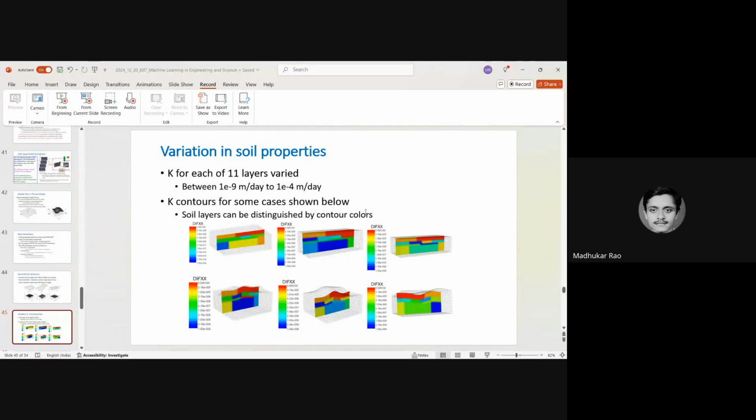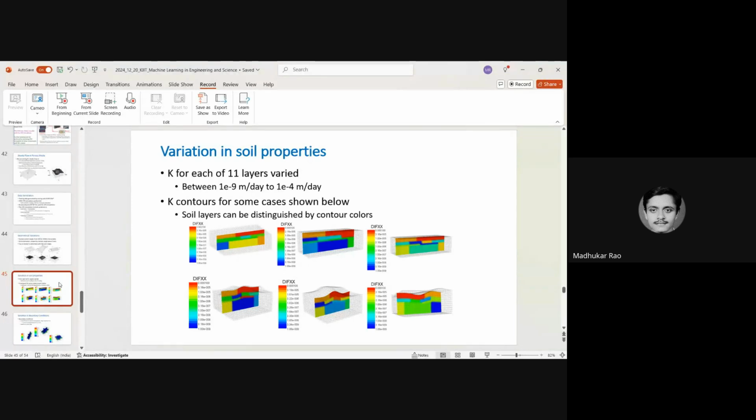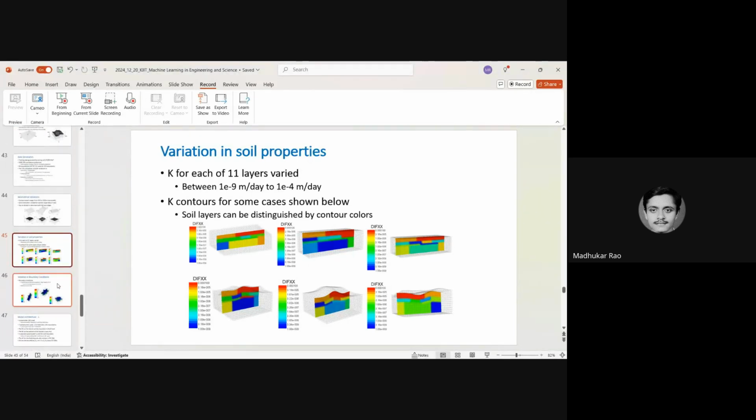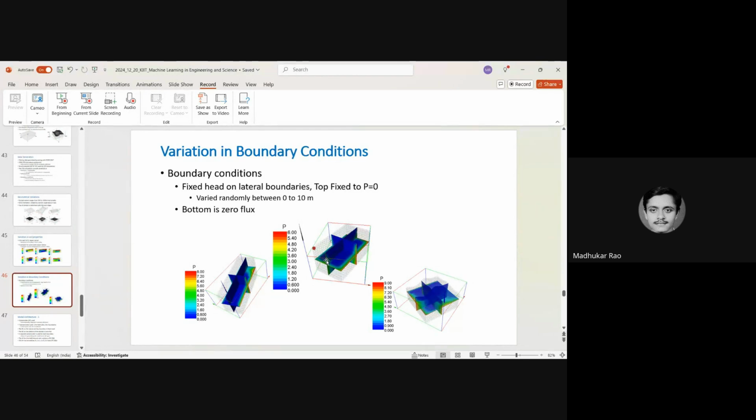So you can see some typical hydraulic conductivity contours. We have different soil layers with different hydraulic conductivity contours. We want the model to learn to predict for almost any kind of hydraulic conductivity. About 50% of the data was reserved for training, and the other 50% was reserved for testing. It was never used for fitting the model.